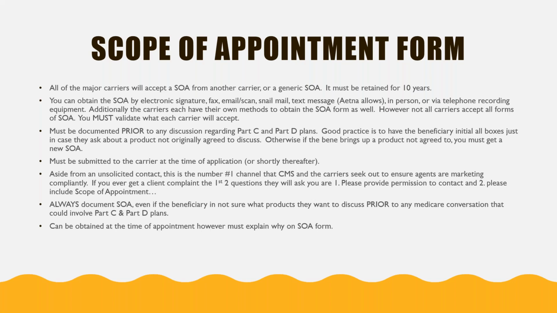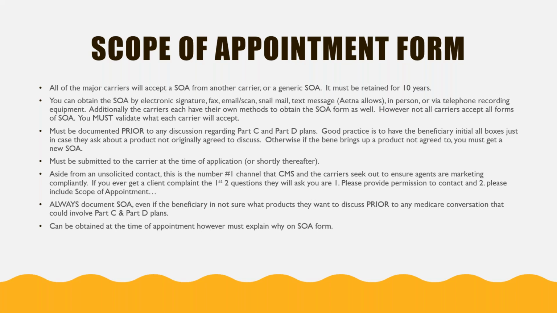It must be documented prior to any discussion of a Part C or Part D plan. Good practice is to have the beneficiary initial all the boxes just in case they ask about a product not originally agreed to discuss. Otherwise, if the beneficiary brings up a product not agreed to, you must get a new scope of appointment form. So what does that mean? That means you got a scope of an appointment form for prescription drug plans. You're sitting down with them, they look you in the eye and say, tell me about the HMOs. Well, you can, but you just have to get a whole new form signed.